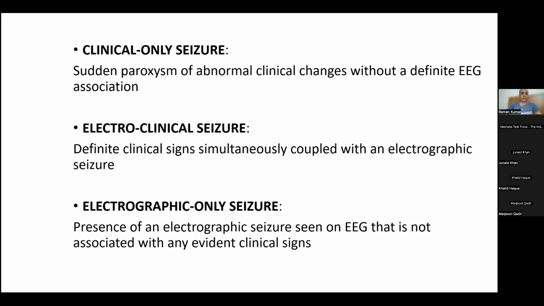Then there is another type, electroclinical, in which there are both electrographic EEG findings and clinical findings. And then there are certain seizure types which are electrographic-only seizures. In a critically ill newborn, if we do the EEG, we might see the interictal discharges, the findings that are also called subclinical.